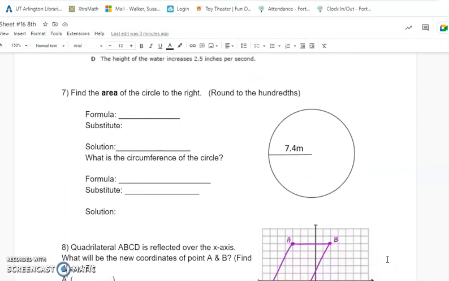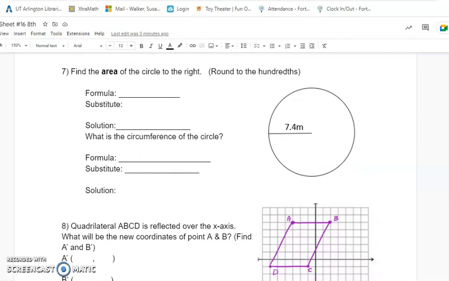Okay, number 7. I need you to do this one. I need you to use your formula chart. Okay? You're going to write the formula, put the numbers in, put it in your calculator and give me the answer. Okay? Please make sure you know this is the radius. I can use radius for both of these.